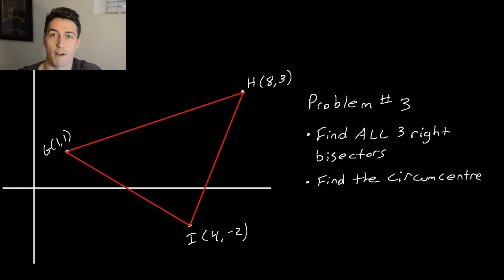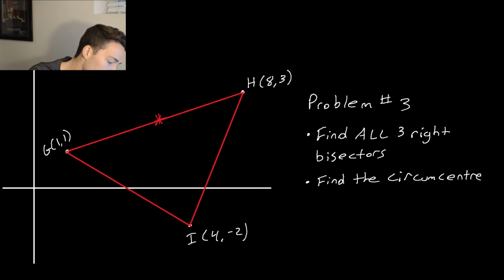Alright, so now for the final question, it's asking us to find the 3 right bisectors as well as the circumcenter. And that's the intersection point of all 3 right bisectors. A right bisector is kind of like a combination of the median and the altitude. What we're going to do is find the midpoint of a line, and then draw a line that is perpendicular at that point.